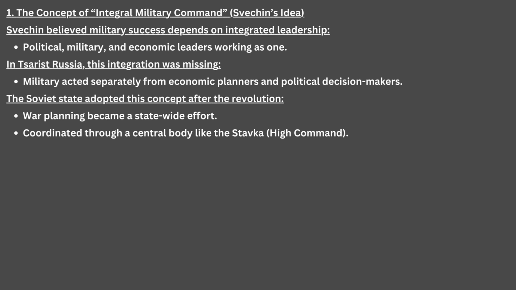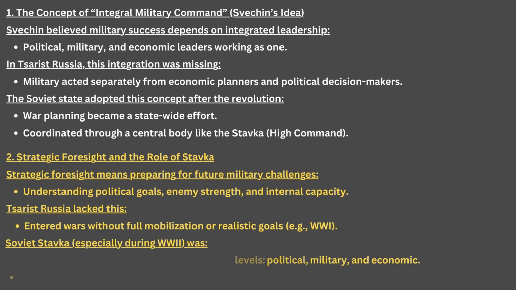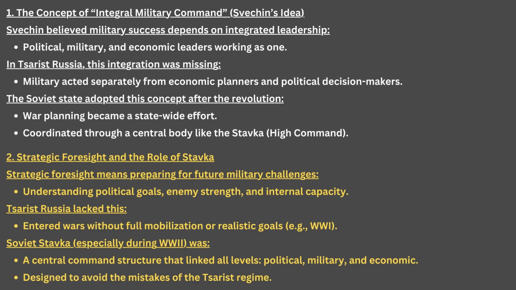Part 2. Strategic foresight and the role of Stavka. Now, what is strategic foresight? It's about preparing for future military challenges, understanding political goals, enemy strength, and internal capacity. Under Tsarist Russia, this was lacking. They entered wars without full mobilization or realistic goals. A clear example, World War I, they jumped in expecting an easy win, the steamroller myth, but reality hit hard.